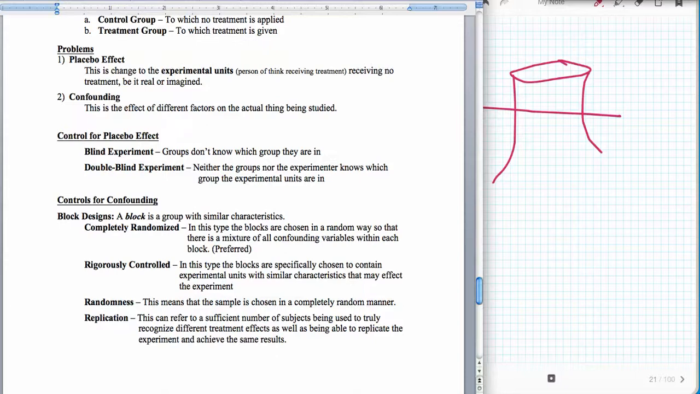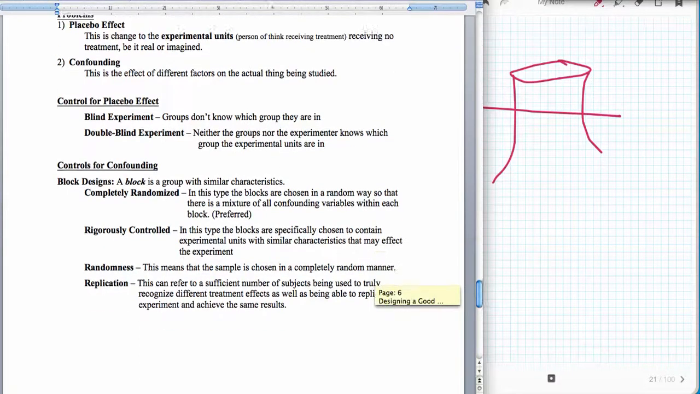Another way that replication can come into designing an experiment is repeatability of the experiment. So it doesn't matter if I do it today or if I do it next year or if I do it in 5 years. If I'm using the same population group and the same treatment, I should observe the same things. Doesn't matter when I do it. So that's another way of looking at replication, is basically what we call a repeatability idea.